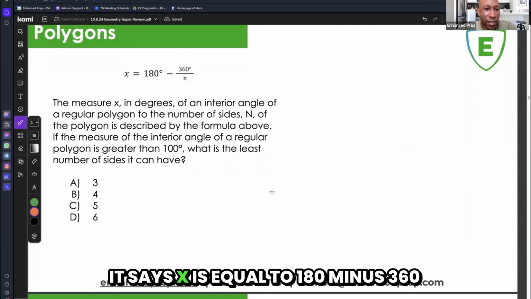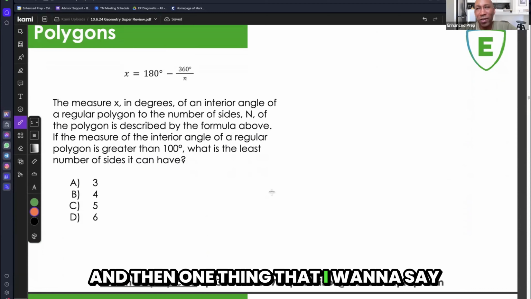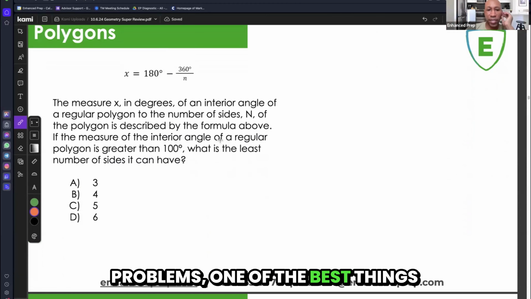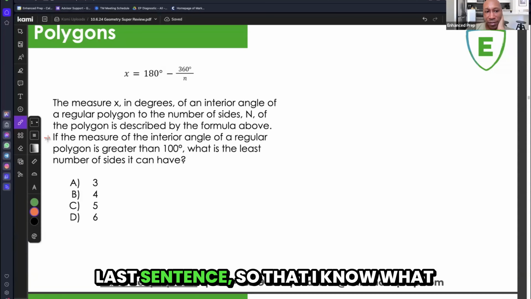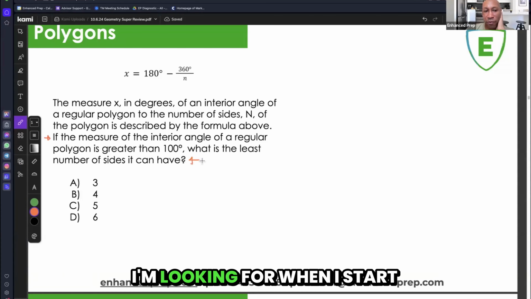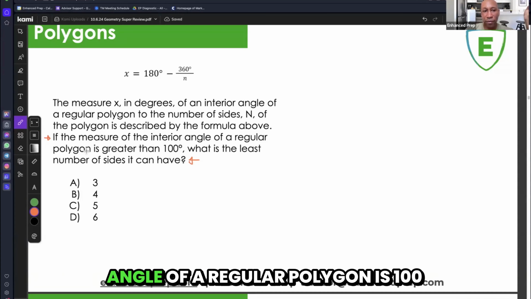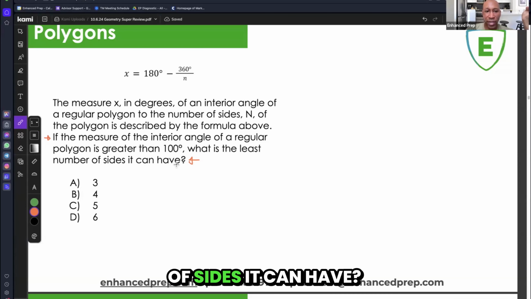It says x is equal to 180 minus 360 over n. Okay. Don't know what that means. And one thing that I want to say is that, especially for those long word problems, one of the best things that I like to do is try to read the question portion first. So the last sentence, so that I know what I'm looking for when I start reading through. So, if the measure of the interior angle of a regular polygon is 100 degrees, what is the least number of sides it can have?